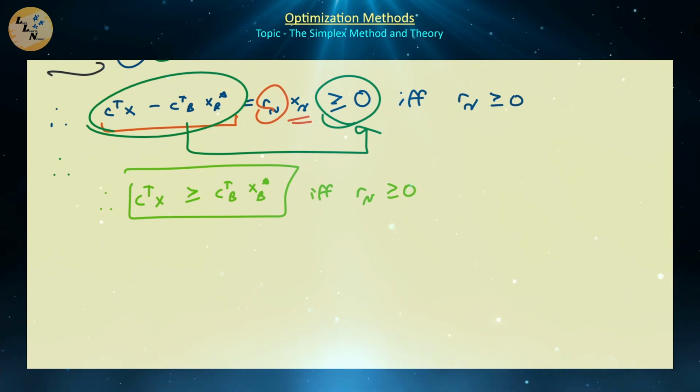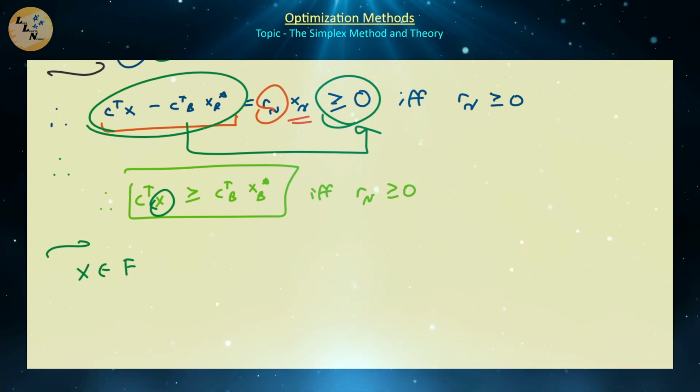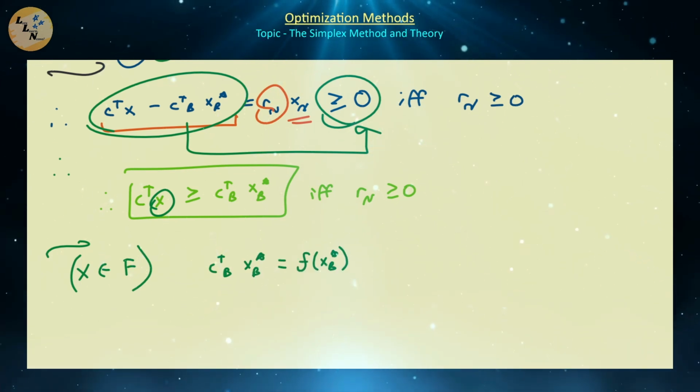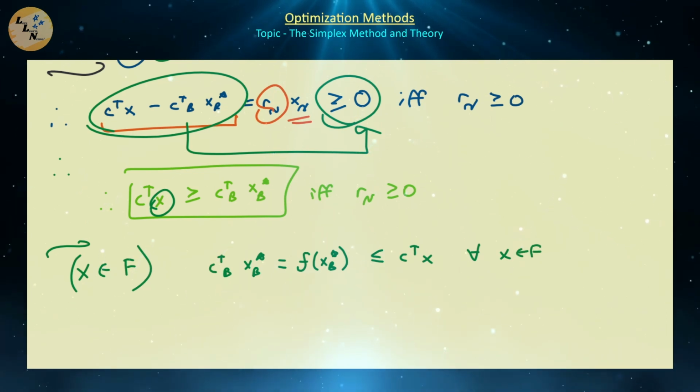Agreed? So what is x? So x, keep in mind, is belonging to the feasible region. So if that is the case, we can also write this in a mirrored format, in particular c^T_B times x_B star. Keep in mind that's just going to be equal to f of x_B star, and that's going to be less than or equal to c^T x for all x in our feasible region, right?